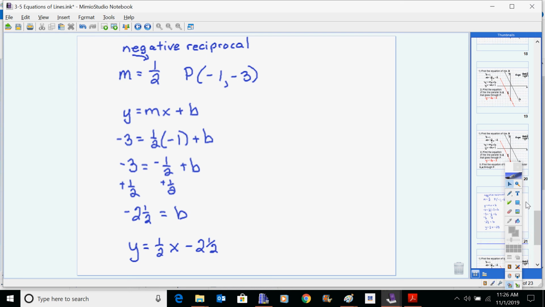What I want you to do, if you've finished writing down the work for this, is go ahead and plot that on the graph to make sure that that makes sense and that you are getting a perpendicular line that goes through P.